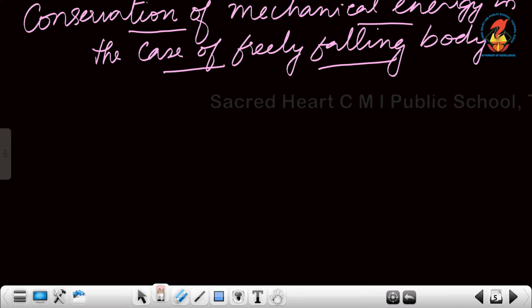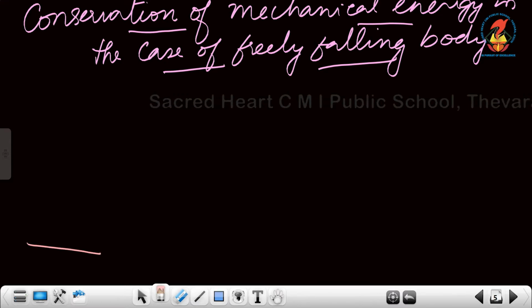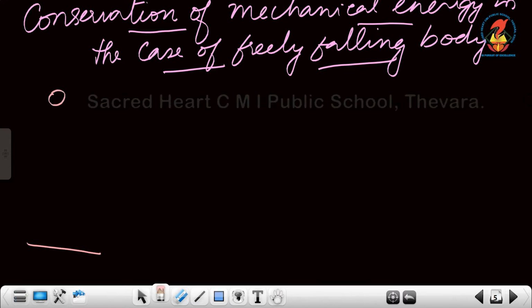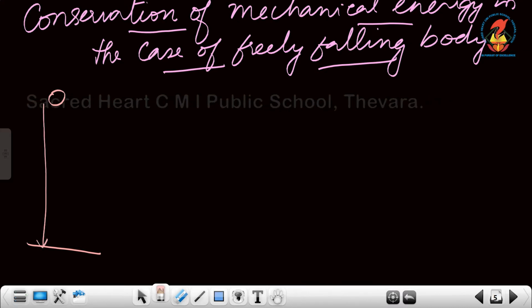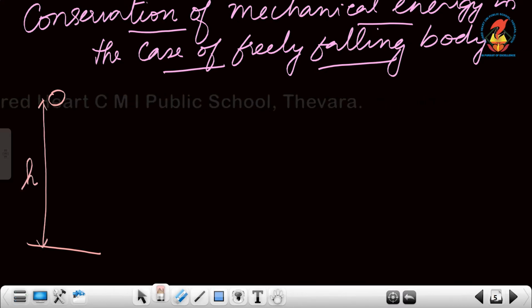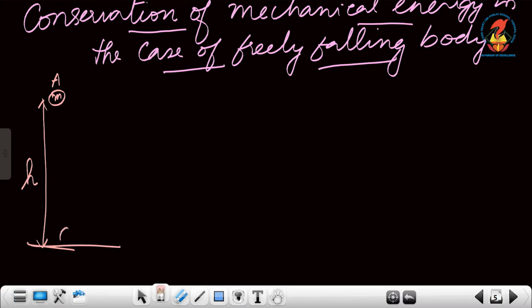Imagine there is an object placed at height h from the ground level. I'm going to call the mass of the body m, and this point I'm going to call point A. Now I'm going to make the object fall from point A to the ground level. The object is now at ground level, and we will take this as point C. So the distance between A and C is h.